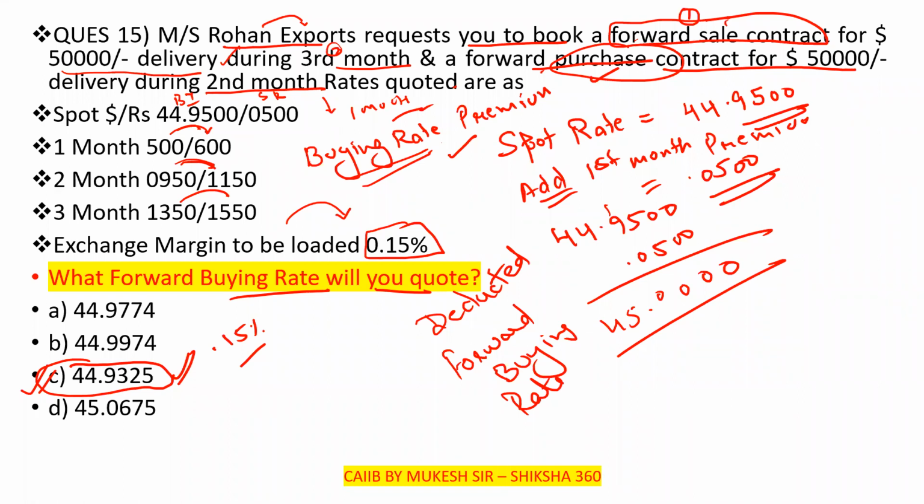From my side, one question for all of you. You have to find the forward selling rate. What will be the forward selling rate you will quote, which has delivery during the 3rd month? So this is the question from my side to all of you. Try to solve that question and comment in the comments, so that you are able to answer the question. Any other query or doubt regarding the same?